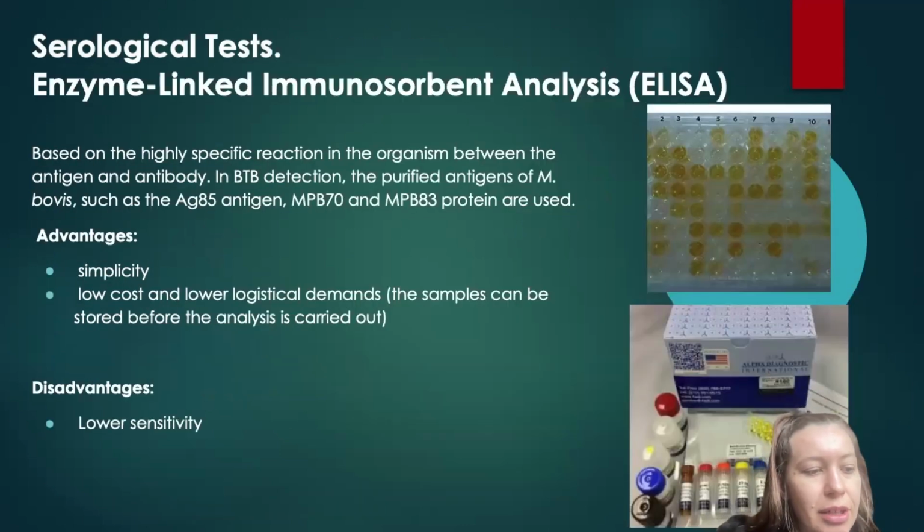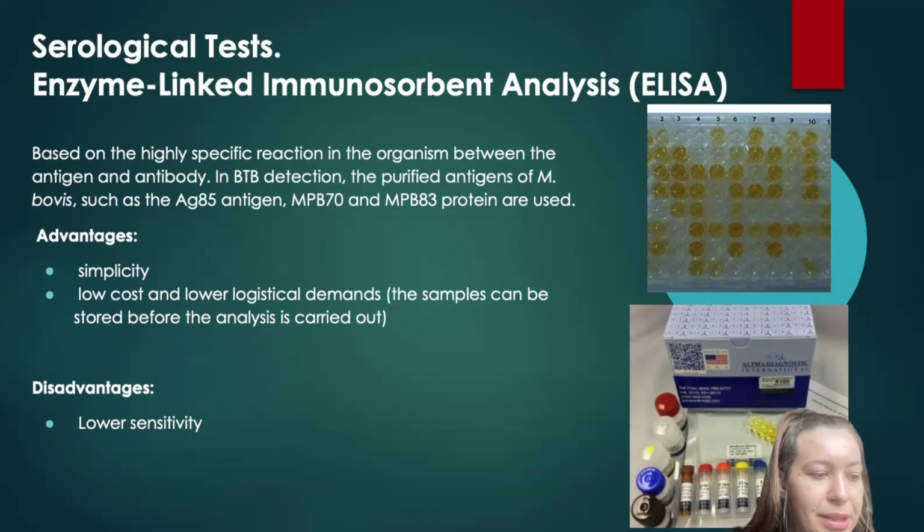And the next large group of methods is serological tests. The first one, which I would like to tell about, is the so-called ELISA, enzyme-linked immunosorbent assay. It is a method of TB diagnostics in cattle, which has a growing popularity. The method is based on the highly specific reaction that exists in the organism between the antigen and antibody.